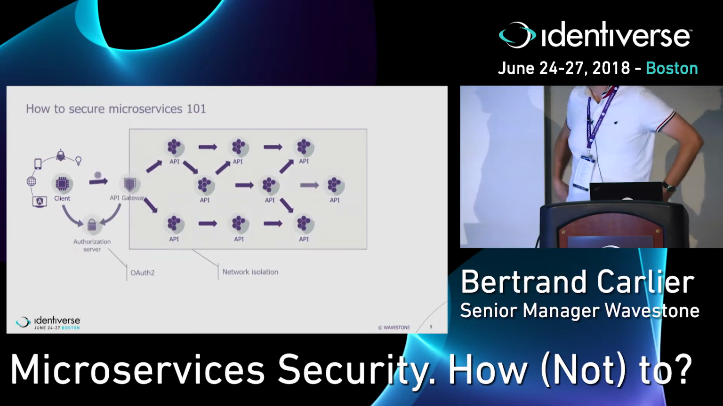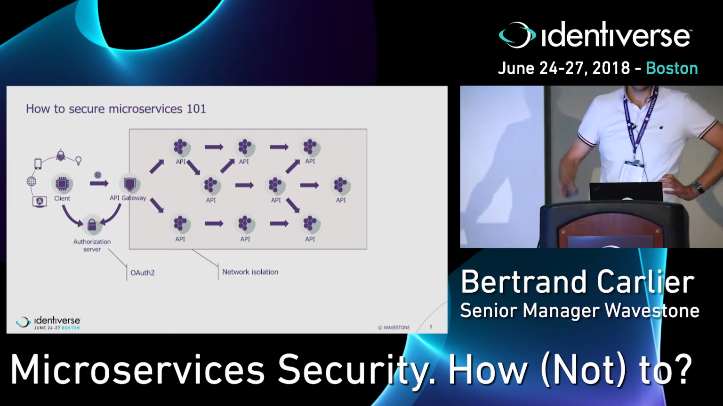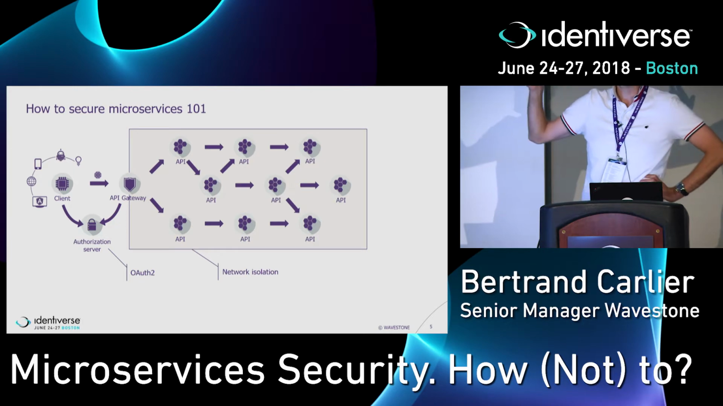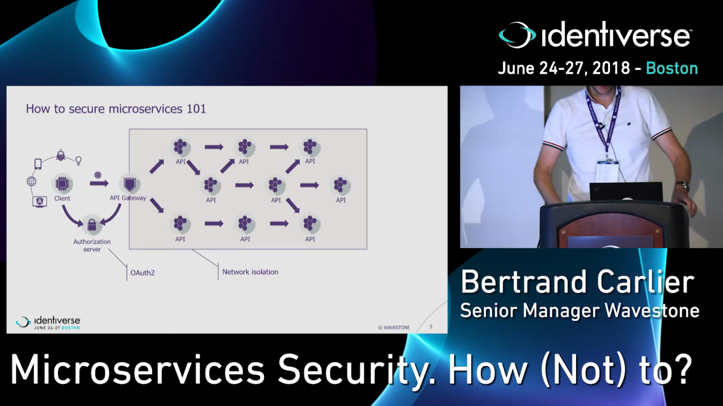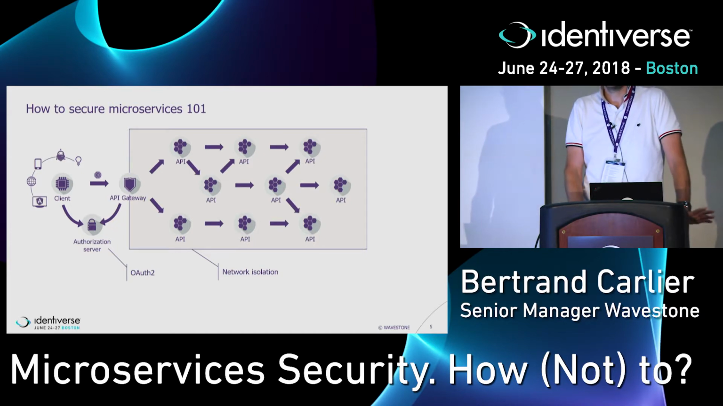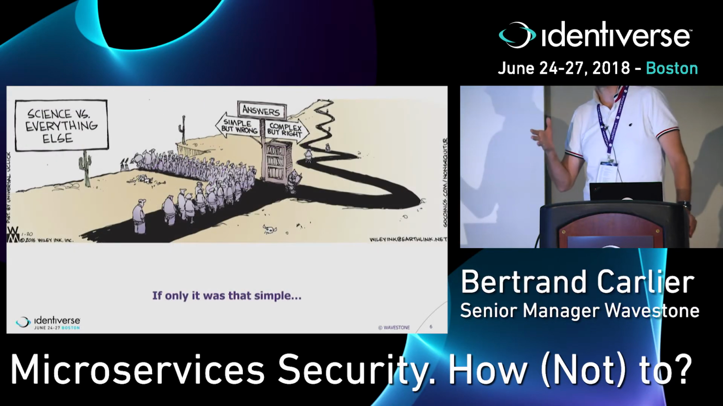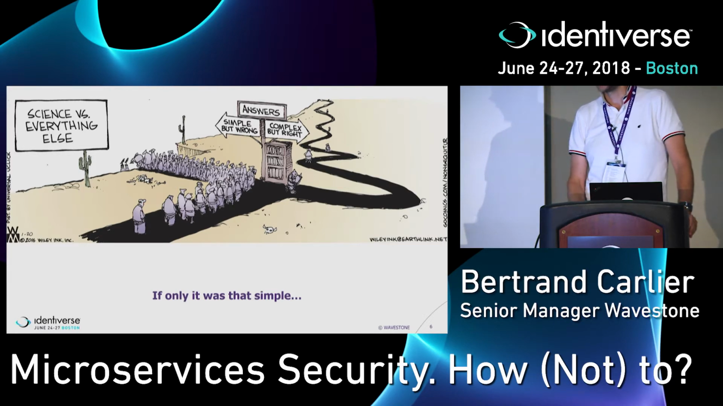So let's start. This is how to secure microservices. Easy, right? You just put an API gateway, a firewall, you do network isolation, and you put an OAuth2 server. You get tokens, and that's it, right? Well, it's not that simple, of course. If you go down that path, you will face a lot of trouble, and you will have a lot of questions unanswered. And I propose that we go the right way and the more complex one.